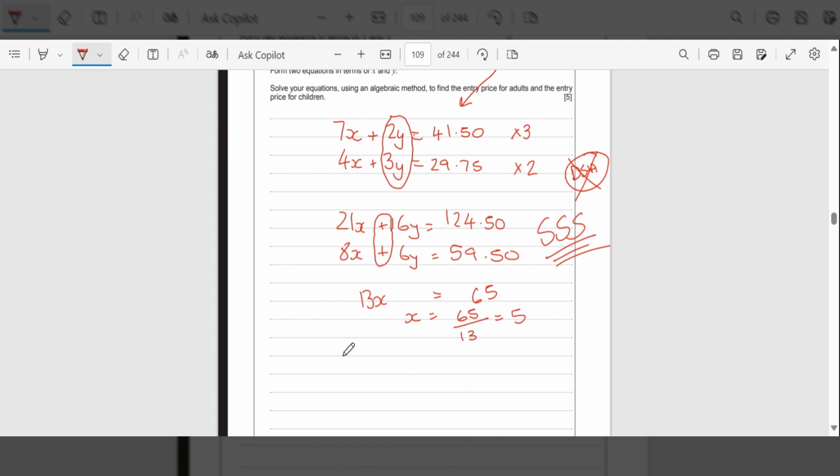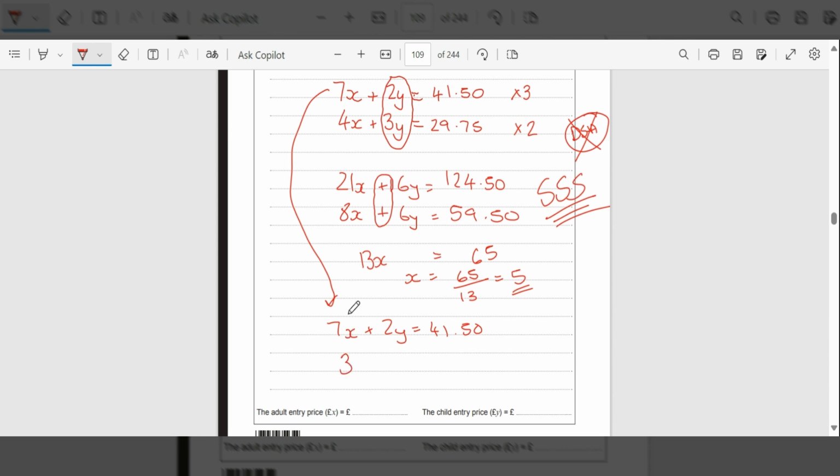Then go back to the start. Pick one of them, any one of the ones you started with. I've just used the top one there. But we now know that x is 5. So 7 5s, if we put a 5 in there, 7 5s are 35, plus 2y is £41.50. So we need to take that away from there, which is £6.50. And because 2y is £6.50, y is half of £6.50, which is £3.25, but x is 5.